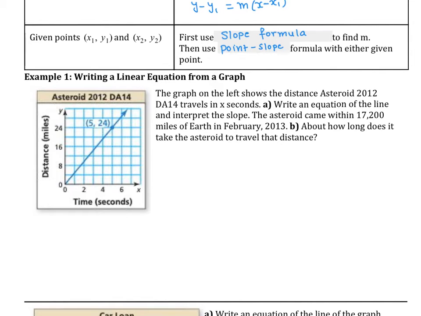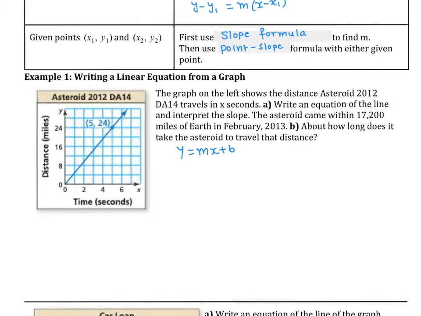Example number 1, writing a linear equation from a graph. The graph on the left shows the distance asteroid 2012 DA14 travels in x seconds. First thing you want to do is write an equation of the line and interpret the slope. The asteroid came within 17,200 miles of Earth in February 2013. About how long does it take the asteroid to travel that distance?